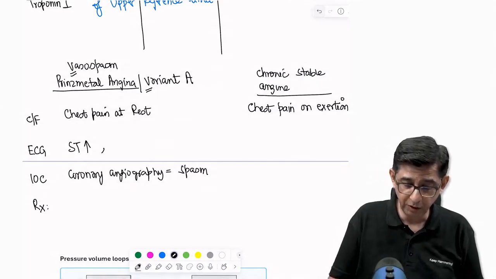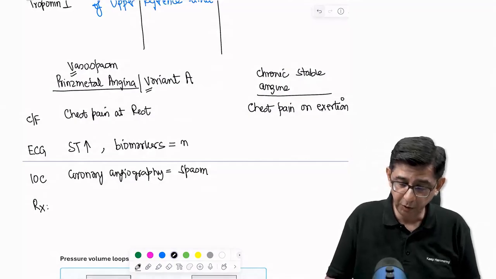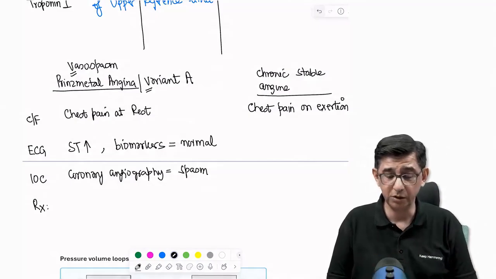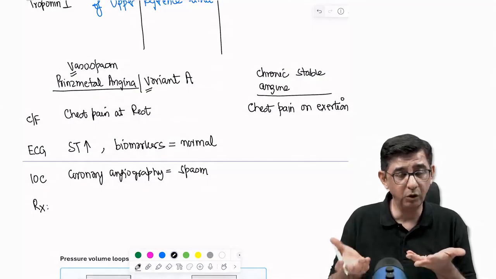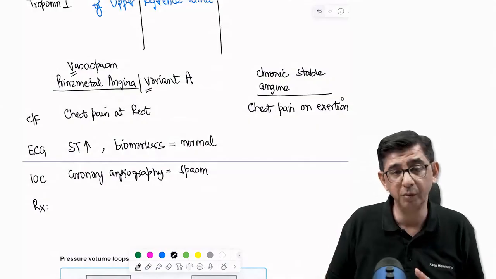If I check the biomarkers in this patient, like suppose initially when patient came with chest pain at rest, I thought it is a case of ST elevation MI, but when I will do cardiac biomarkers in this patient, cardiac biomarkers will be perfectly normal. Biomarkers are normal in this condition because spasm will not cause necrosis. Spasm does not cause necrosis, so biomarkers will be normal.